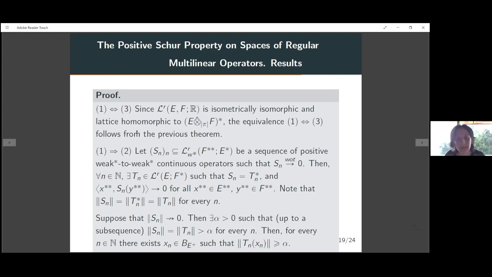And next, it is only left to prove that one implies two implies three. And I chose to show here a sketch of the proof of why one implies two.